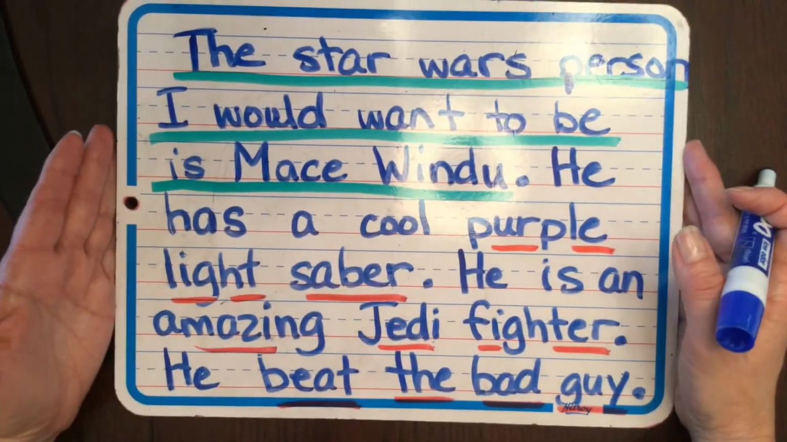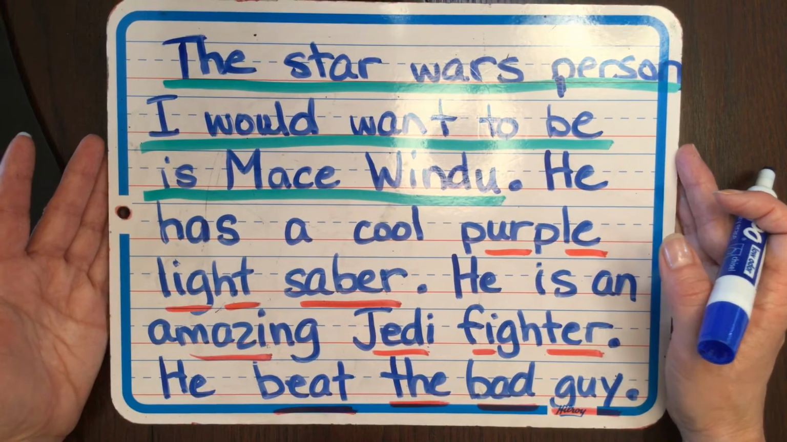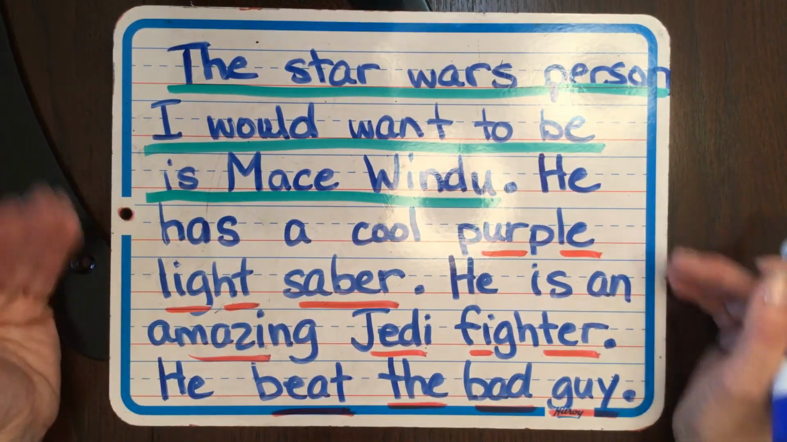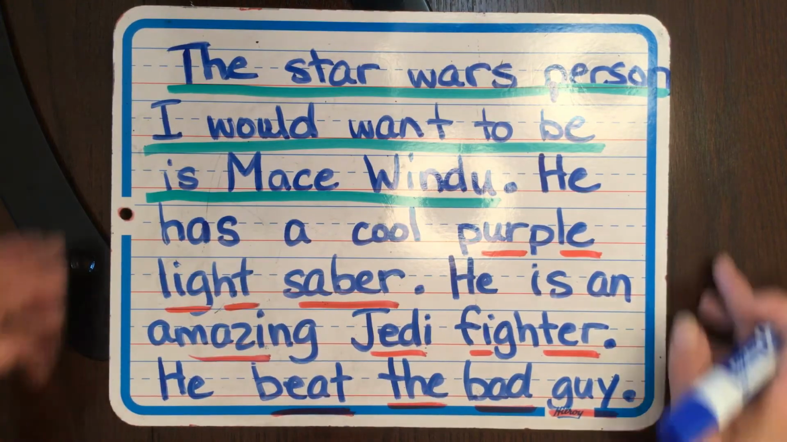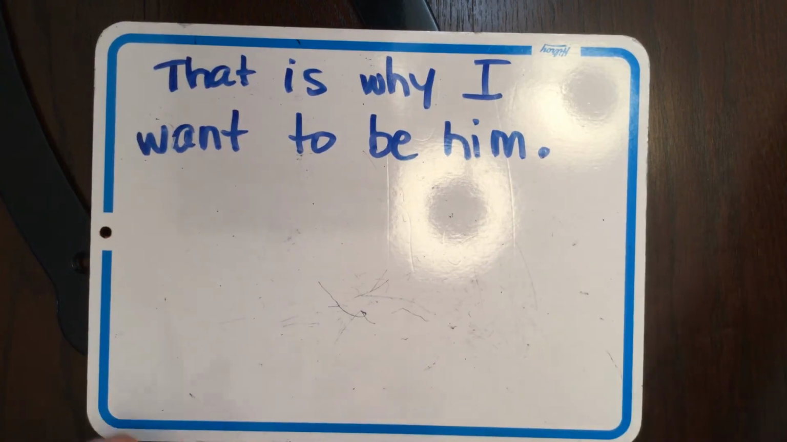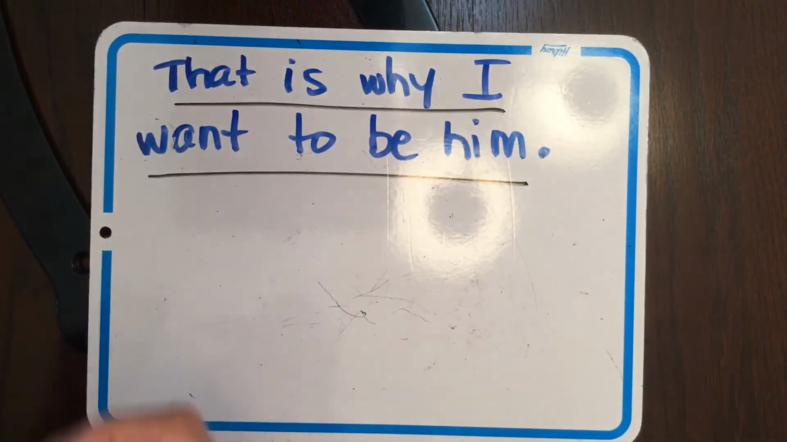I have a beginning sentence underlined in green. I've got 3 sentences. Each one holds a reason why I would want to be Mace Windu. Something about him, something he has, something he does. And that is why I want to be him is my ending sentence. I'll put that one in black so you can see clearly.